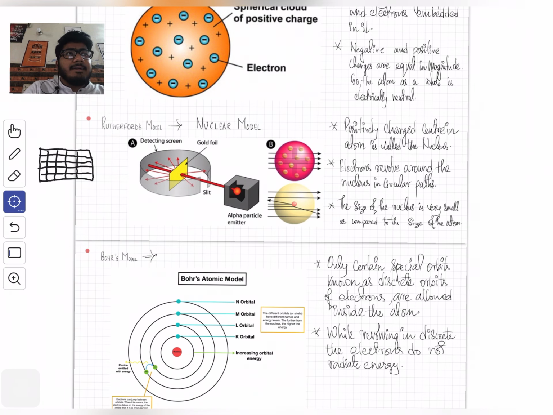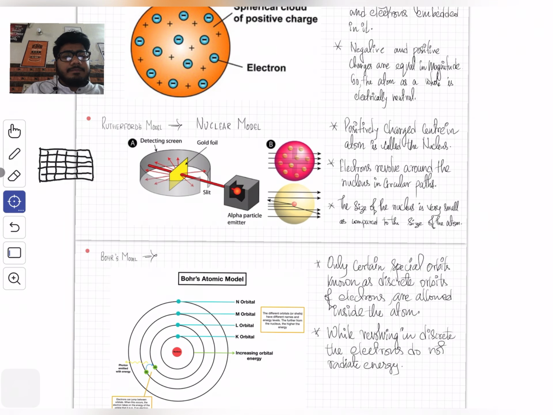We can take it as a large football ground, and a cricket ball as the nucleus, which has protons and neutrons in it.